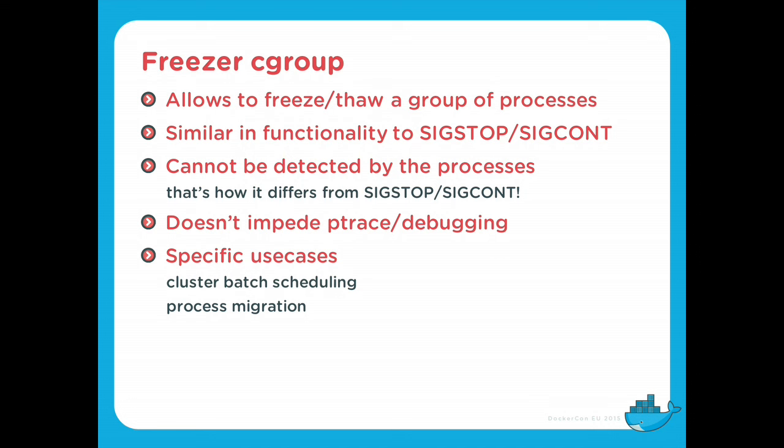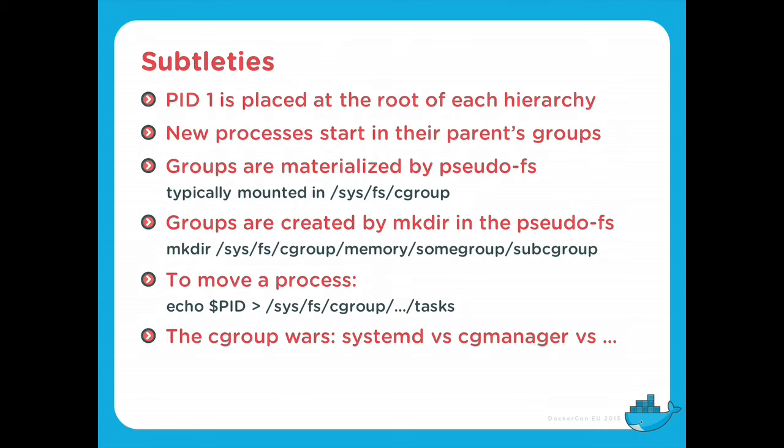That way you can freeze the whole container, then unfreeze it later, and that's great for job scheduling. That's also great for process migration, because you can freeze the whole container, move it, and then unfreeze, and everything is fine, and there is no side effect at all.